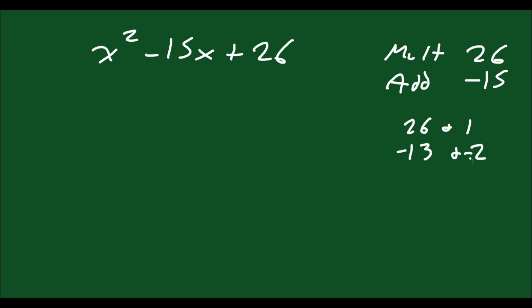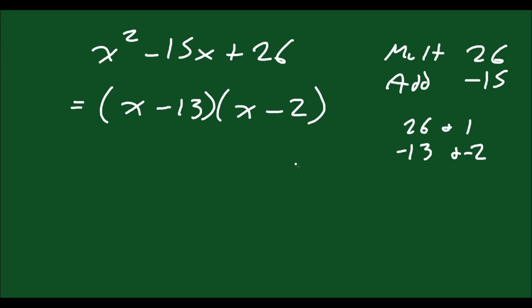So negative 13 times negative 2 is 26. Negative 13 plus negative 2 is negative 15. So your numbers are negative 13 and negative 2. You just write them in here like this. And that's your final answer.